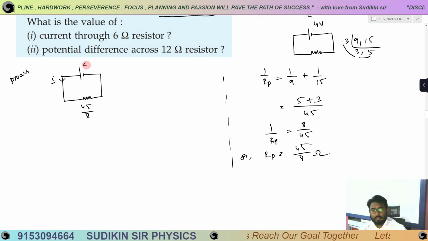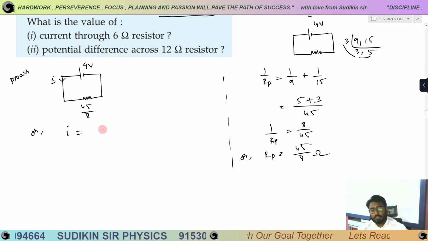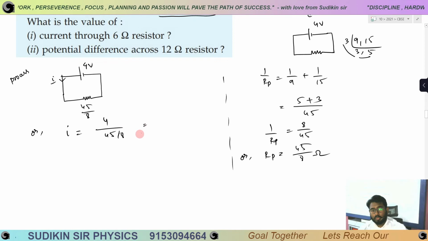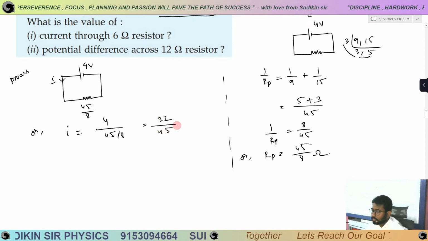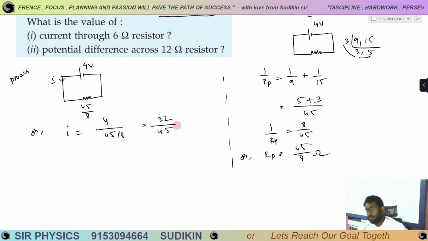Now this is 4 volt, right? So can I write that I equals V by R, that is 4 by 45 by 8? So 4 8s are 32 by 45. Can I write it in this way? Right? Okay. So that will be 32 by 45 ampere.